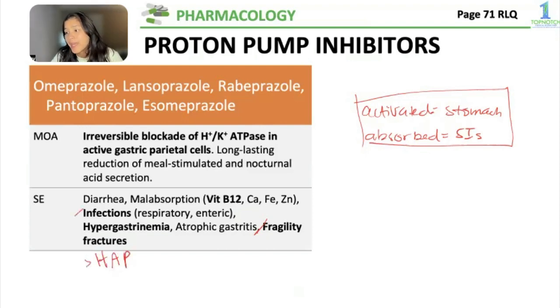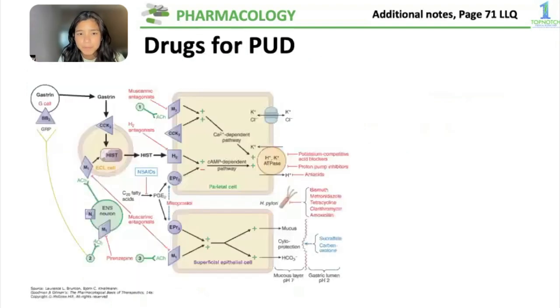So again, HAP and enteric infections, particularly your community C. diff infections. Okay, so PPIs are associated with HAP and community C. diff infections, and SBP, or spontaneous bacterial peritonitis in patients with ascites. It can also cause malabsorption, particularly of your vitamin B12. And again, like I said, it can cause hypergastrinemia because nagkaka-negative feedback, therefore gastrin goes up. Okay, so very, very important to remember your proton pump inhibitors.